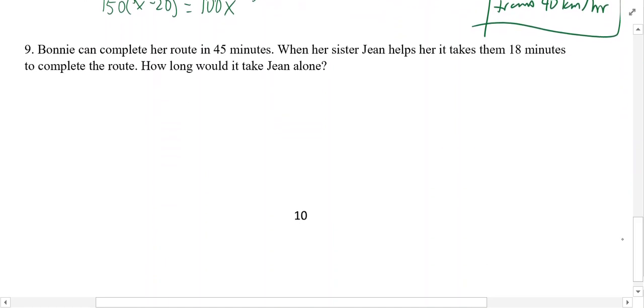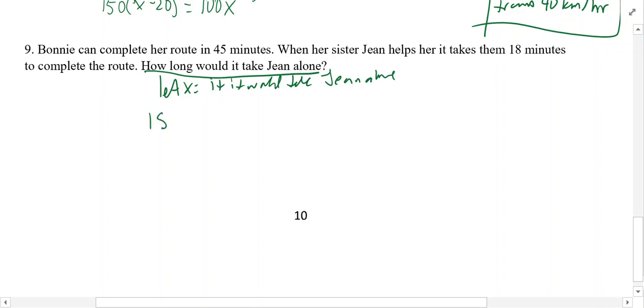So we have Bonnie can complete her route in 45 minutes. When her sister Jean helps her, it takes them 18 minutes to complete the route. How long would it take Jean alone? All right, so this is a work problem. So remember, work, time together over person 1 plus time together over person 2 equals 1. So it's saying how long would it take Jean alone? So let x equal time it would take Jean alone.